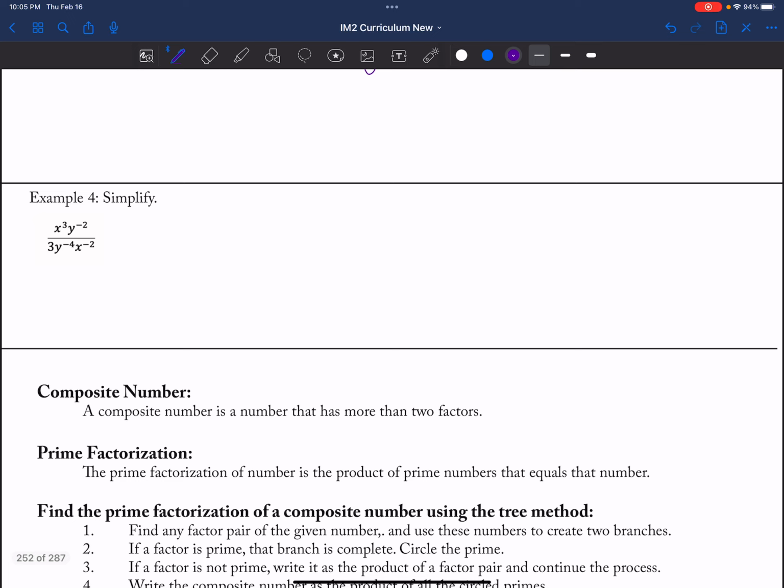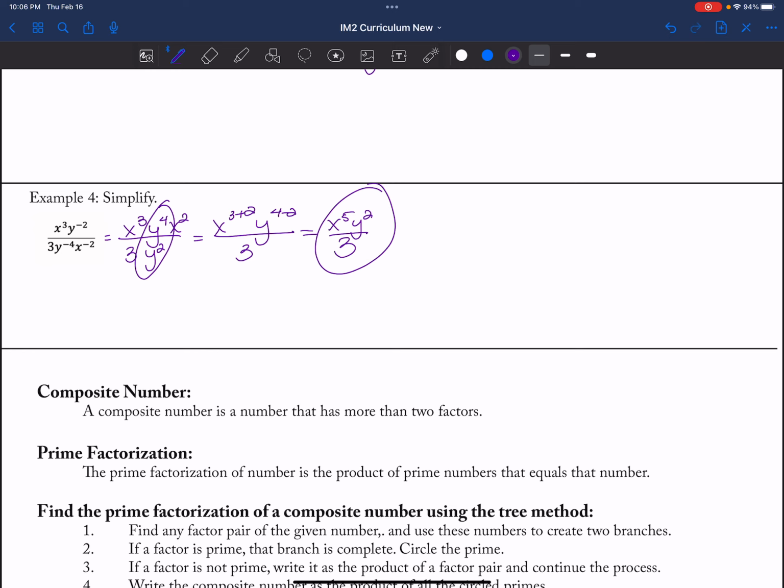And then, I could make them positive exponents first. So that would be x cubed y to the 4th over 3. The x squared would come to the top, and my y squared would come to the bottom. So then in the numerator, I would add my exponents, and then I would subtract my 4 minus 2 in the top because I have my fraction here, and then this is over 3. So this is x to the 5th y squared over 3.